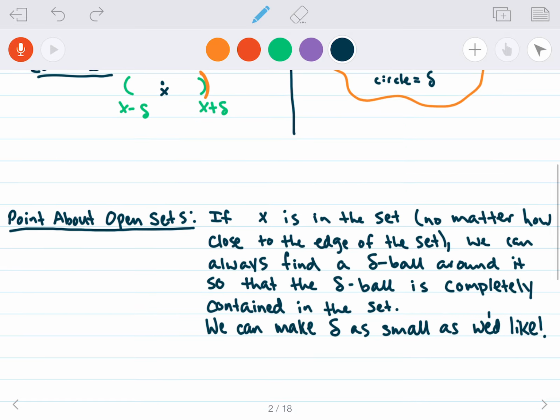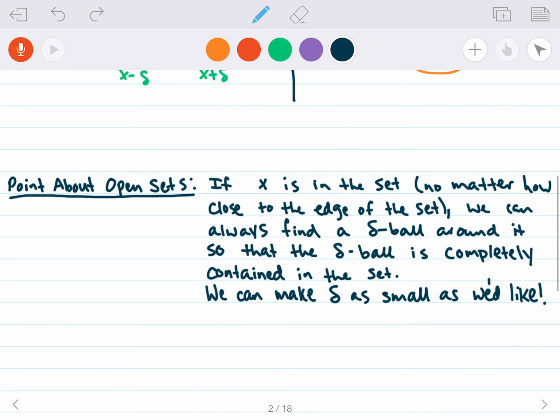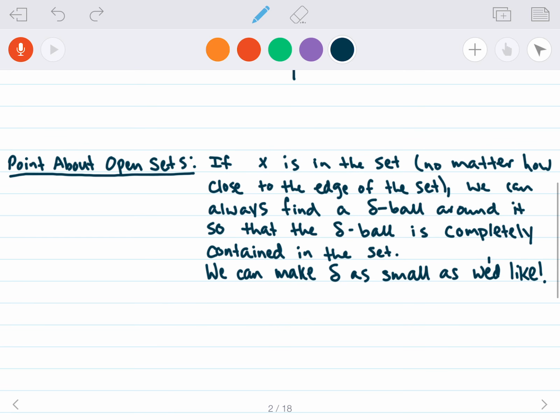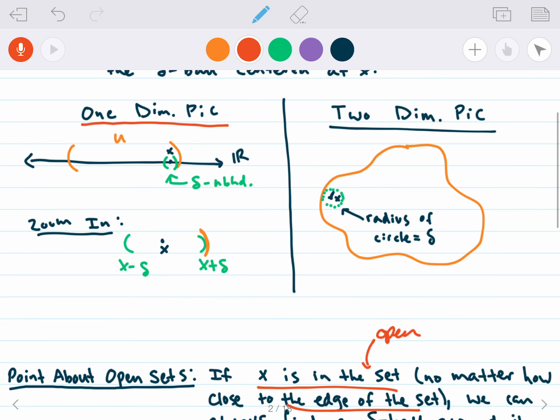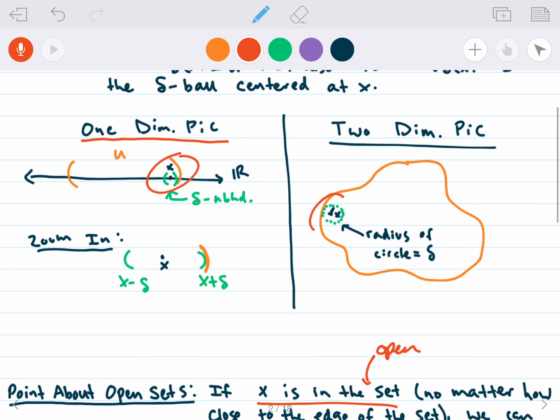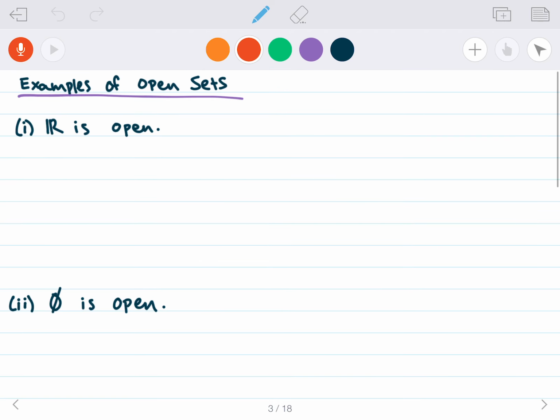Wait, I didn't show this part. I looked at my notes and I was like, wait, I didn't say this. But I said it out loud, okay? So if you have x in your open set, no matter how close to the edge, I should have written open there, we can always find a little ball around it so that the ball is completely contained in the set, just like we did in the 1D picture and in the 2D picture. Moving forward, let's give some examples here.